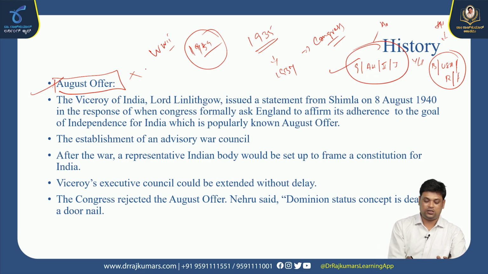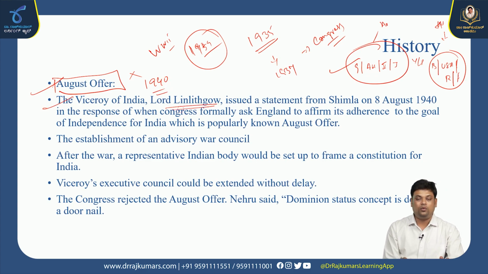The first thing is the August Offer of 1940. In the year 1940, the Viceroy of the time, Lord Linlithgow, came up with a statement from Shimla in August 1940, in response to Congress formally asking England to affirm its adherence to the goal of independence for India. That particular proposal is popularly known as the August Offer.